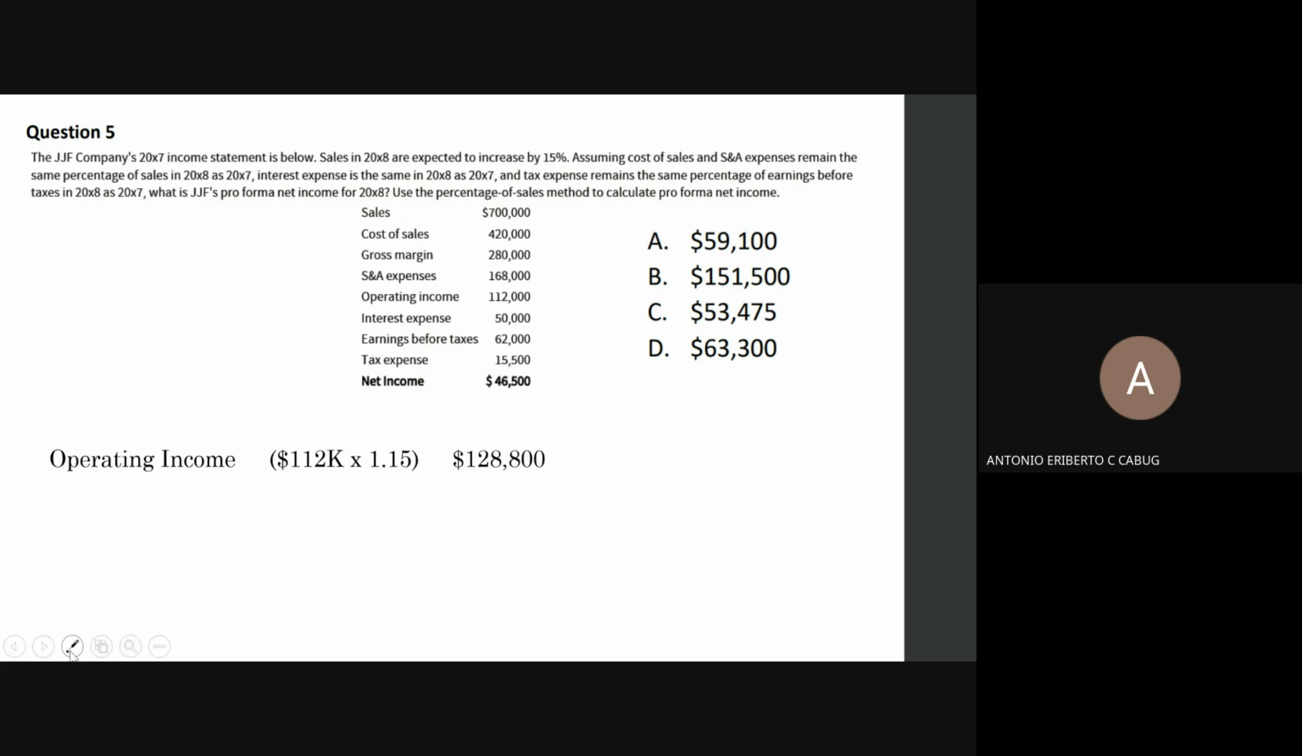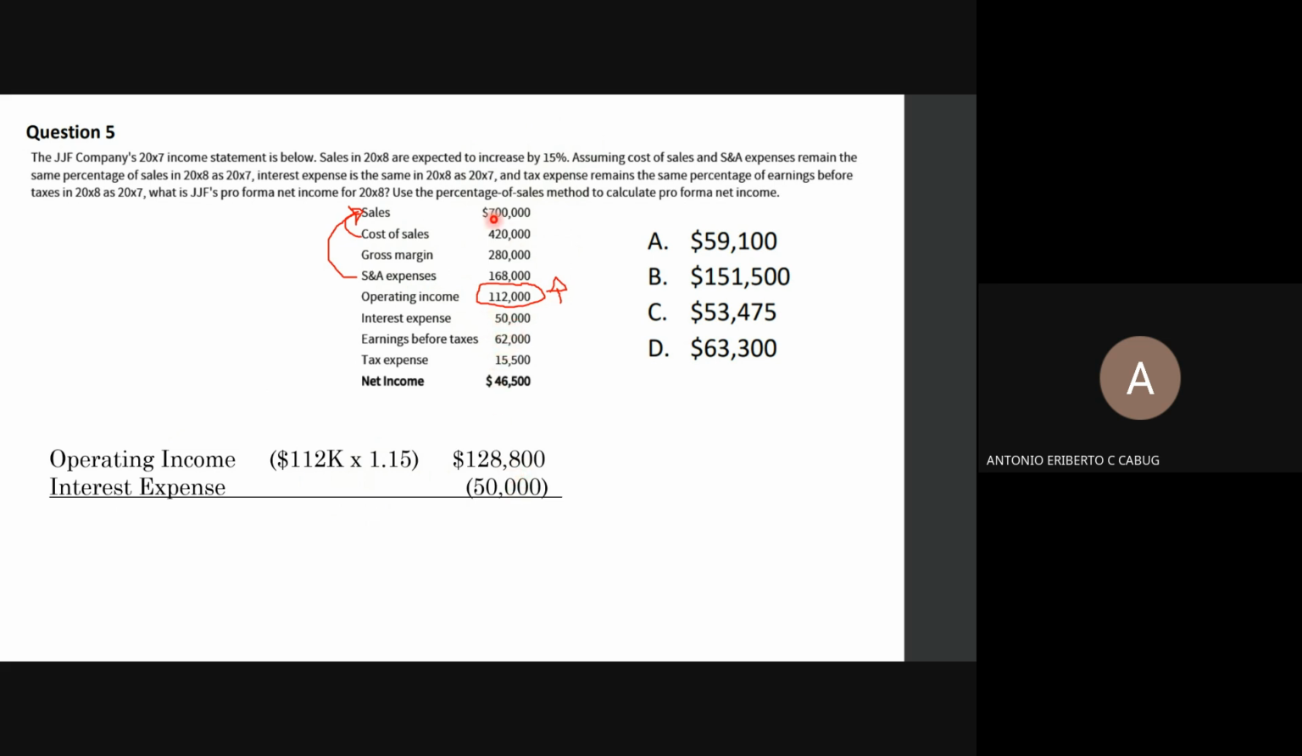Actually, because we know the cost of goods sold or cost of sales, as well as S&A expenses, as a percentage of sales is constant, then the entire operating income will increase by the same percentage. Putting it in another way, because sales will go up by 15%, your cost of sales and S&A expense, being the same percentage of sales, must also go up at a proportionate increase, which is 15%. So all of them will go up by 15%. So your operating income, 112K, must also go up by 15%, to 128,800.